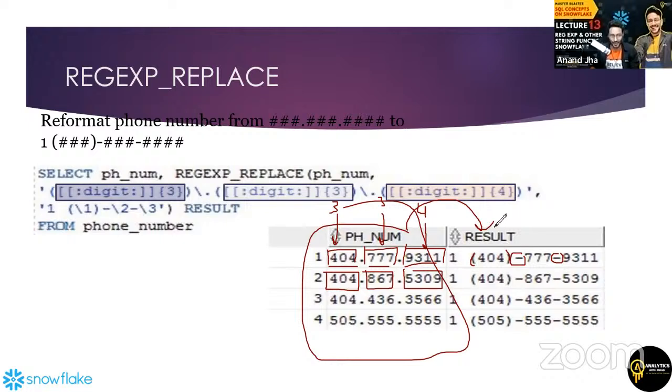Then how will you go ahead? First of all, is digit a keyword in Snowflake? Digit is a keyword. Yeah. Okay. Yeah, that one you're talking about.